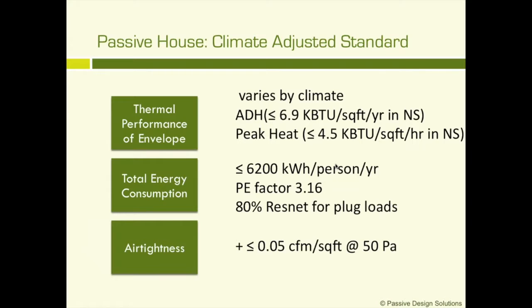They added the calculation of plug loads at 80% of ResNet calculations, which is much higher than the German estimates for lighting within a passive house. The air tightness metric was changed to a CFM per square foot rather than an air change per hour based on the volume.